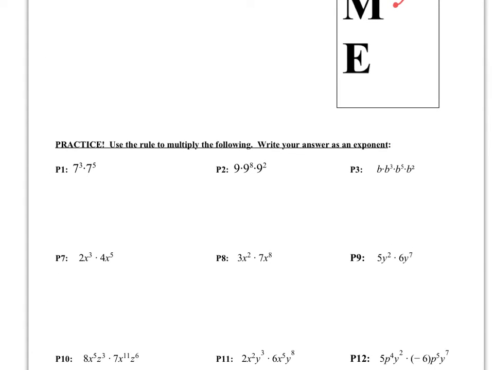We're going to write our answer as an exponent for right now. So I can leave it as an exponent. That means that 7 to the third times 7 to the fifth would be 7 to the eighth. You try examples 2 and 3. Pause the video, press play when you're ready to check your answers.